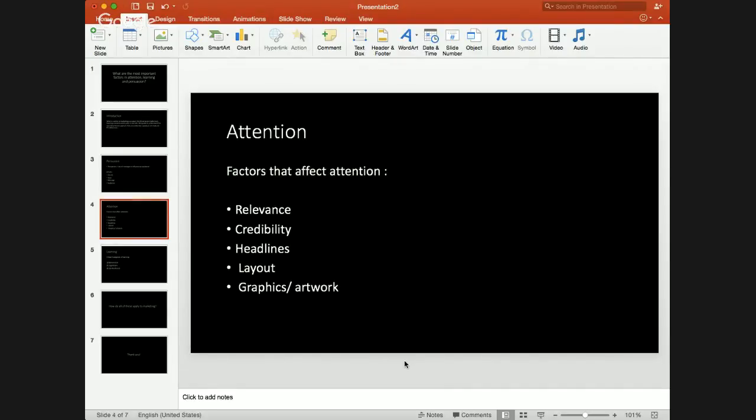When it comes to attention, the factors that affect our attention are relevance, credibility, headlines, layout, and graphics and artwork. Tying into marketing and advertising, if you can think of a specific Super Bowl commercial that stuck with you, that ad did its job. It grabbed your attention. Companies use trigger words and specific layouts to make you think about the commercial long after it's over.